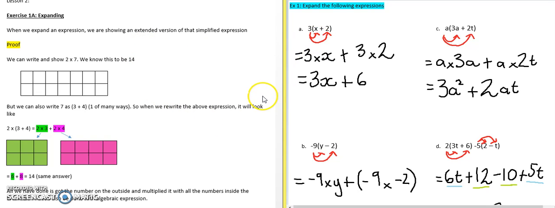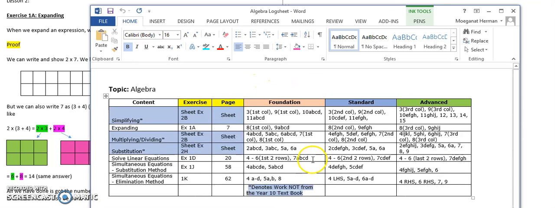I'm just going to get the log sheet popped up so you guys can have a look at what questions you need to do. Alright guys, here is the set log sheet. You guys are now on the second one, expanding. So it's exercise 1A from the textbook, page 7. If you're going to do the foundation questions, these are the set. If you're going to do standard, these are the set. And if you're going to do advanced, these are the set.